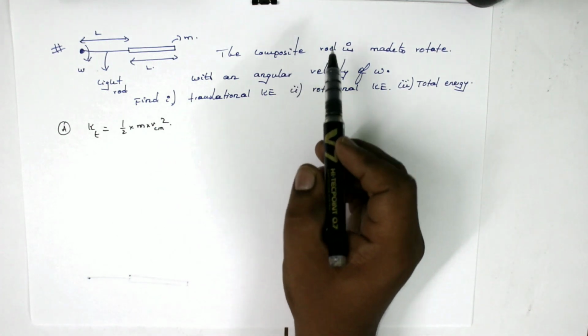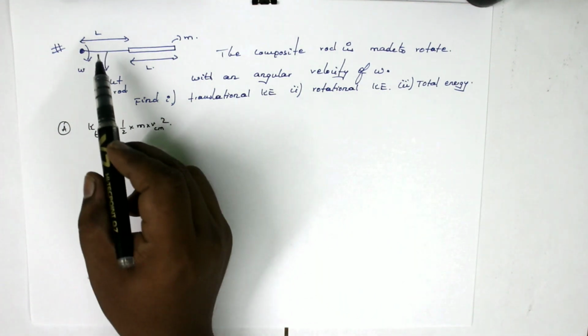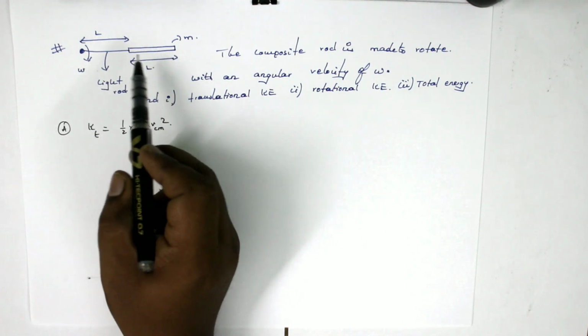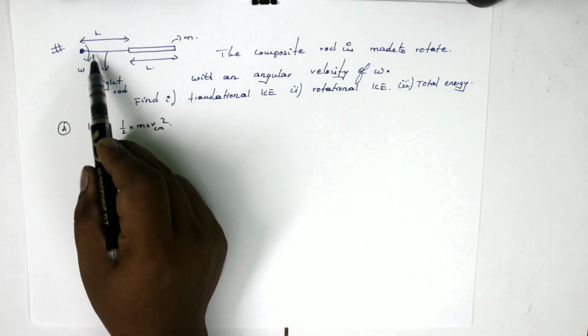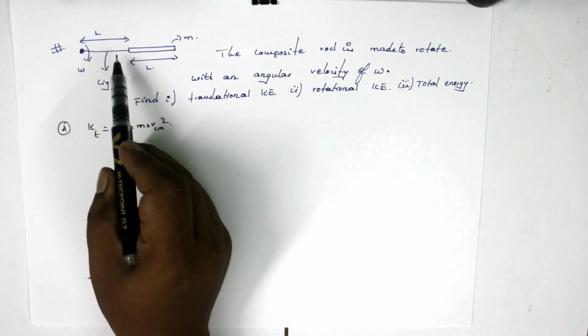So a composite rod is made to rotate with an angular velocity omega. Here around this axis, this is a composite rod which is attached. Here the length of this light rod is L. Light rod means the mass of this rod we are neglecting.